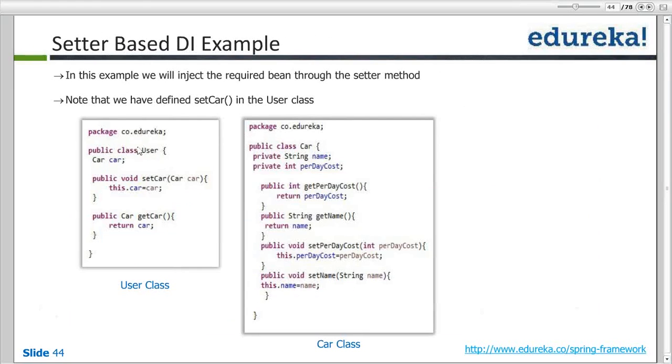So you can see that there are two classes here. There is a user class which has a car in it. So there is a has-a relationship. User has a car in it, and then there are getter and setter methods for this car. So there is public void setCar to set the value of car, and then there is public Car getCar, and then we have this car object which has two attributes in it. One is the name attribute and there is the per day cost, so per day cost to rent this car. And then there are getter and setter methods for these attributes, name and per day cost.